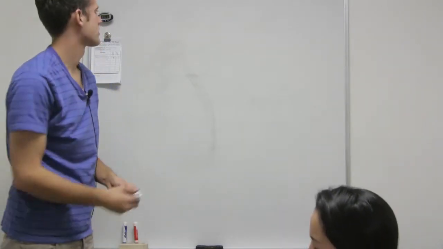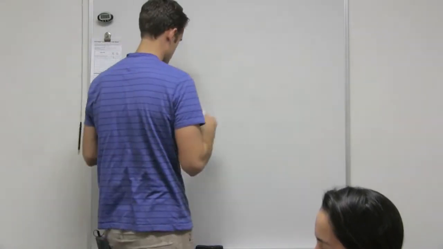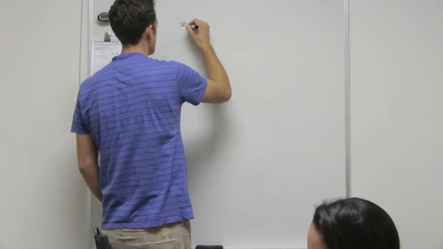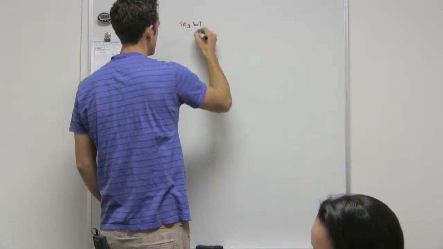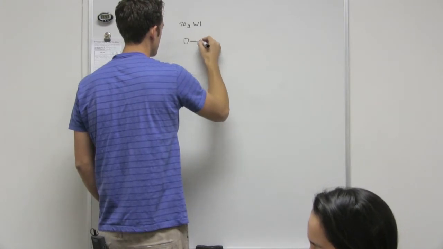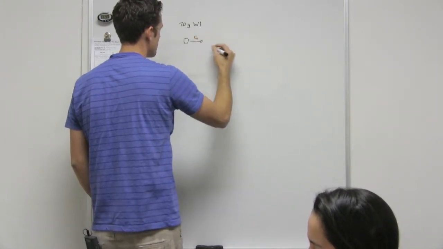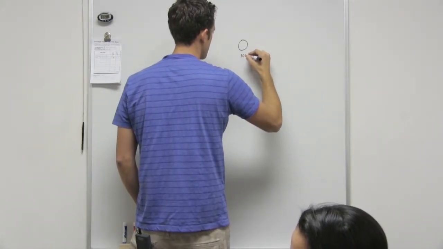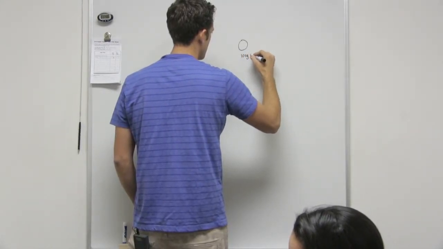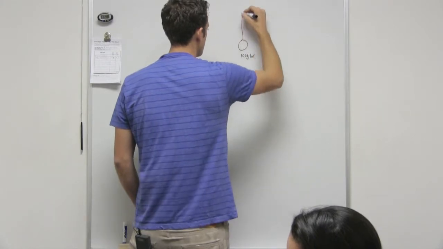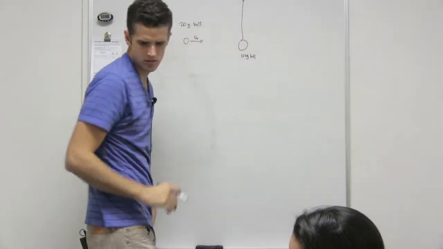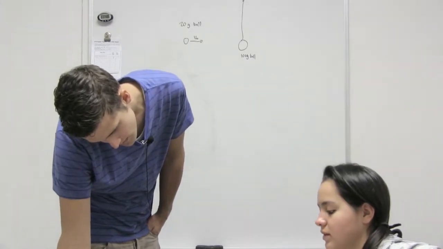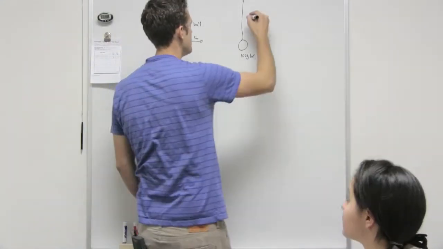A 20 gram ball is fired horizontally with a speed v0 toward the 100 gram ball hanging motionless from a 1 meter long string. The balls undergo a head-on, perfectly elastic collision, after which the 100 gram ball swings out to a maximum angle of 50 degrees. What is the initial velocity?